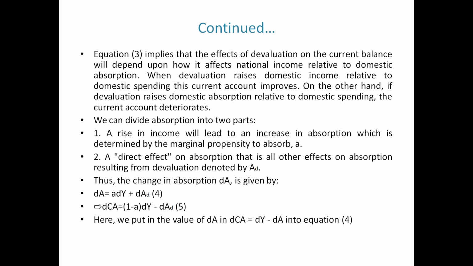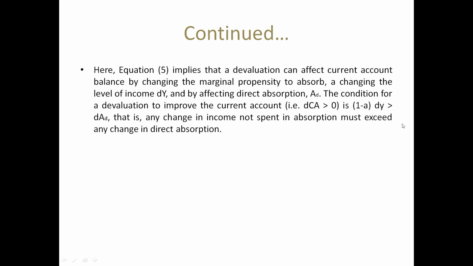Here we put the value of dA in dCA equal dY minus dA, equation 4, and get equation 5. Equation 5 implies that a devaluation can affect current account balance by changing the marginal propensity to absorb A, changing the level of income dY, and by affecting direct absorption Ad. The condition for a devaluation to improve the current account is 1 minus A dY is greater than dAd. That is, any change in income not spent in absorption must exceed any change in direct absorption.